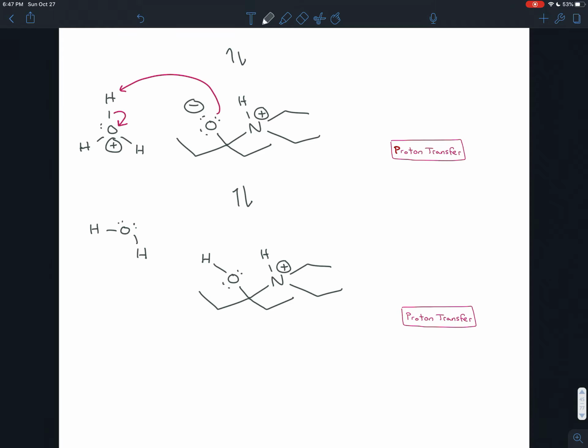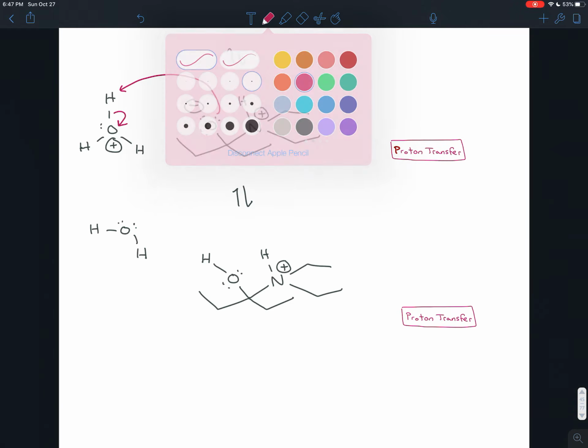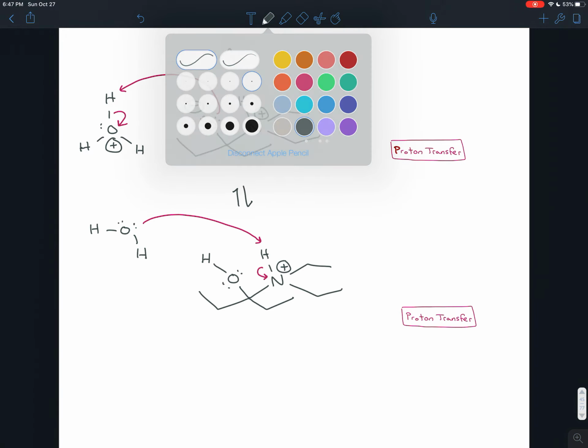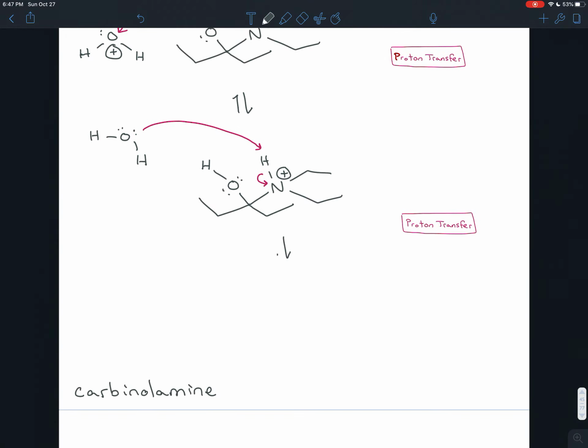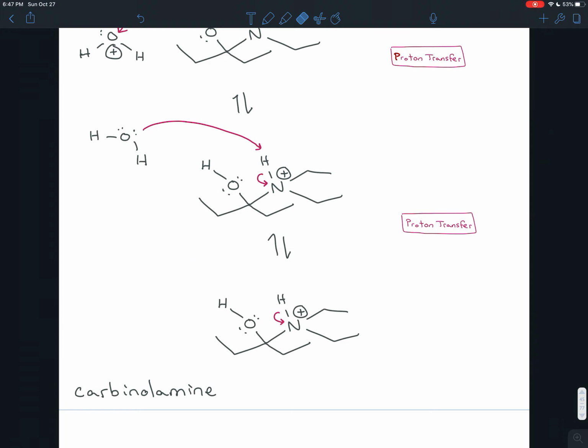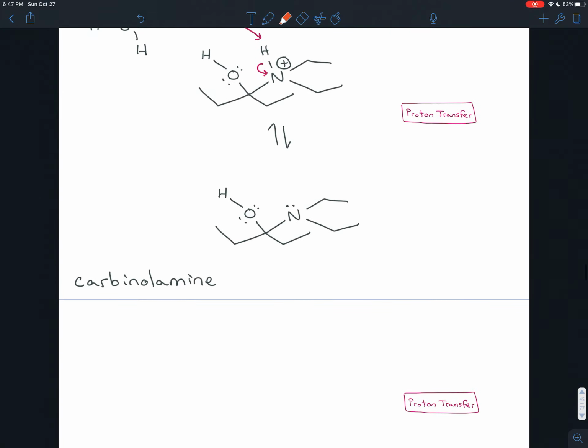And we can use that water as a base to stabilize the other positive charge, or the other charge here. We can do a proton transfer, take the slightly negative oxygen, have it steal the slightly positive hydrogen. The electrons snap back onto the nitrogen to help stabilize that positive charge. So that's another proton transfer. We're transferring this H+ proton from one molecule to another. And that gives us a molecule that has no charge. It gives us the carbinolamine.